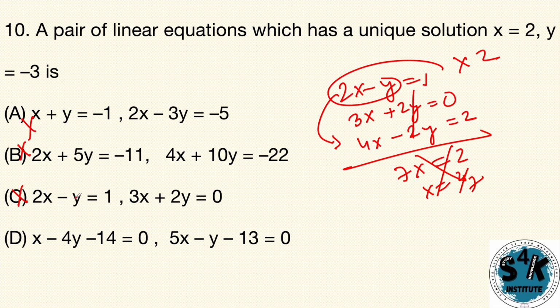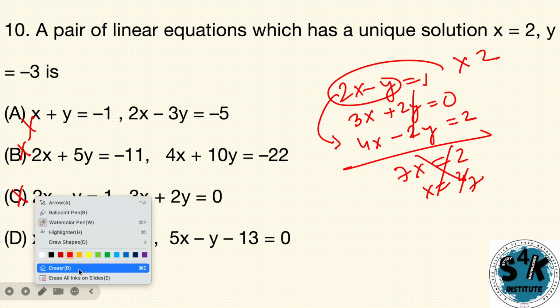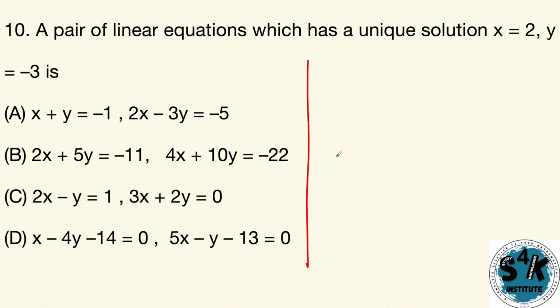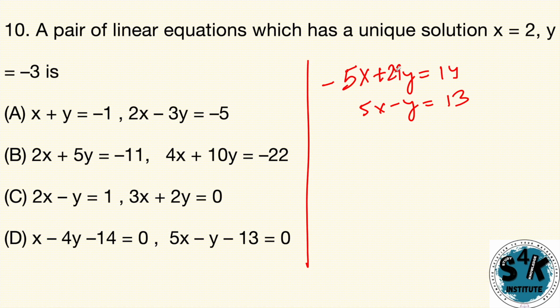The last one, we are left with only the last one. That should be the answer, but let's solve it rather than just selecting the option. x minus 4y is equal to 14 and 5x minus y is equal to 13. So if I multiply the upper one with, let's say, minus 5, this becomes minus 5x, this becomes plus 20y, this becomes minus 70.